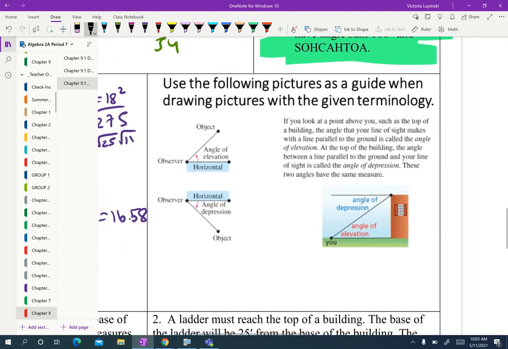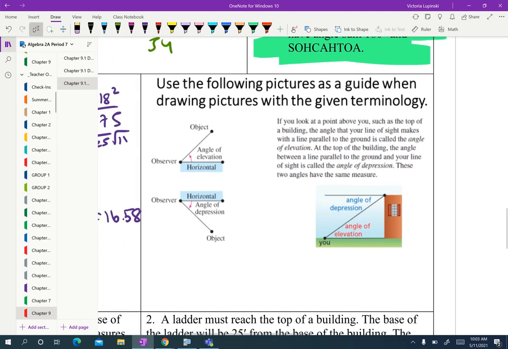We're going to finish up with some word problems, and before we do so, just a little bit of vocabulary. Sometimes the pictures are given to you in these word problems, and sometimes you have to draw them. If you see the word angle of elevation, please make sure you know that means you are looking up from the horizontal. If you see the words angle of depression, please make sure you know that means you're looking down. So here they are on the left, floating out in space, and then here they are in terms of a picture.